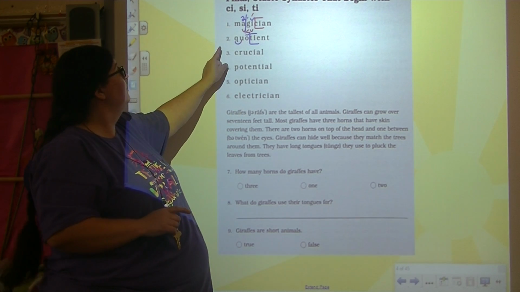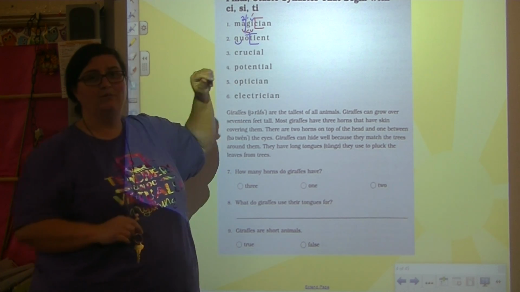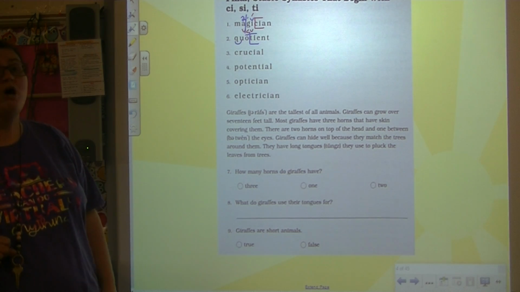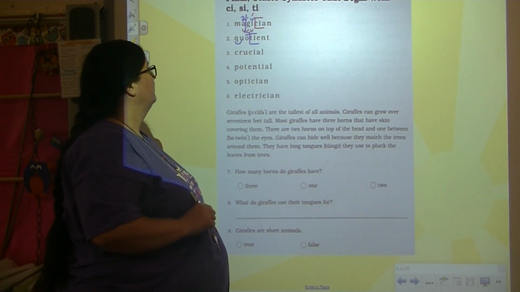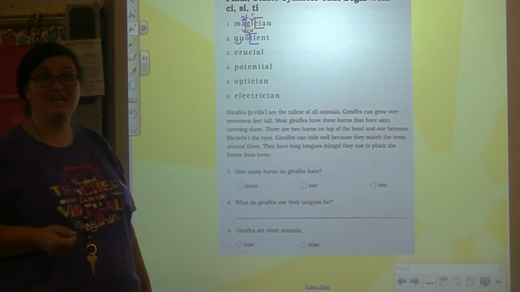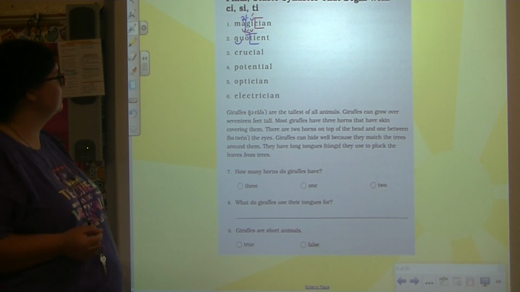Quotient. Quotient. What word? Quotient. You will learn about a quotient next year in math. Quotient.